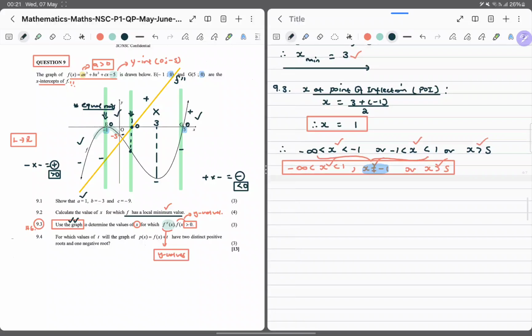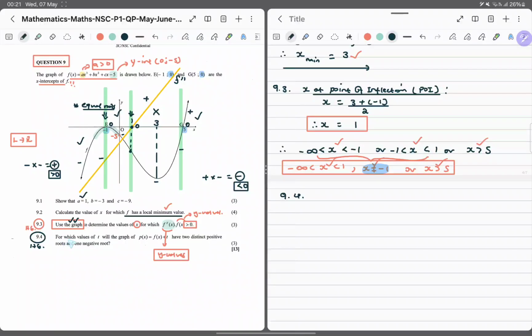Great stuff. So let's do 9.4. 9.4. Again, it's another higher grade question, because this one involves a lot of thinking and understanding how things work. So essentially, that's the story. Now let's have a look.